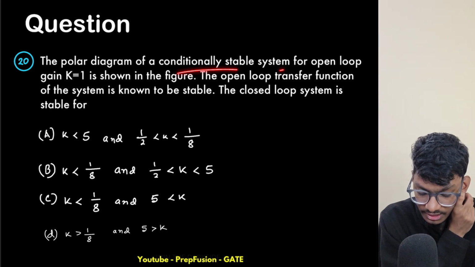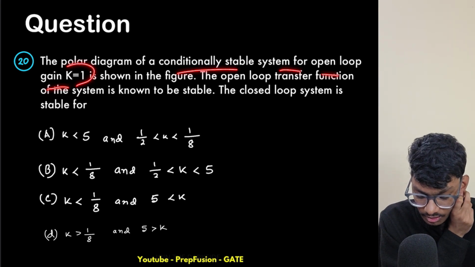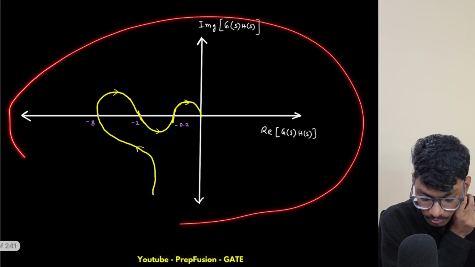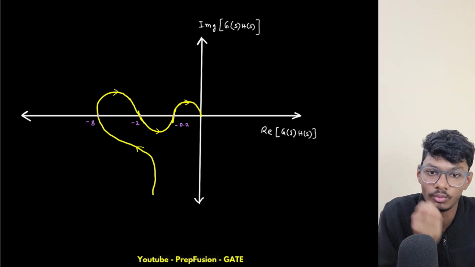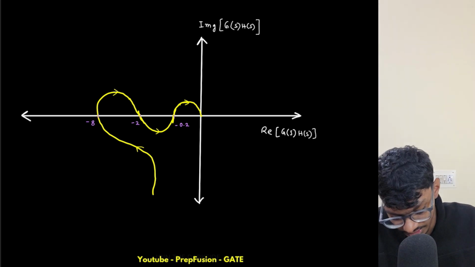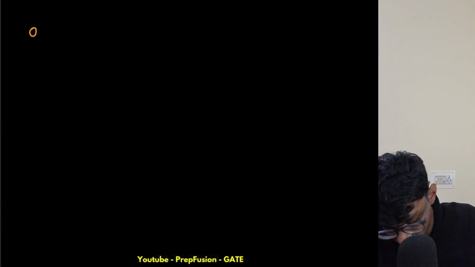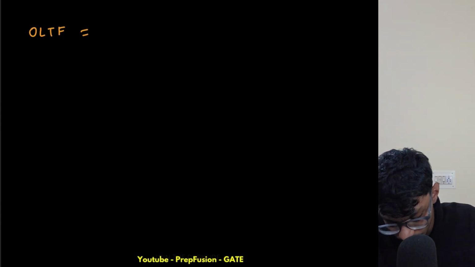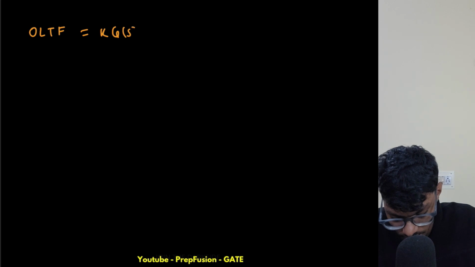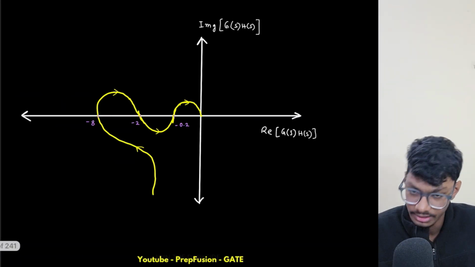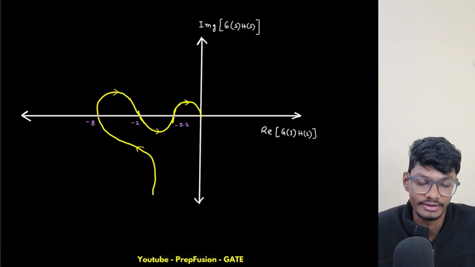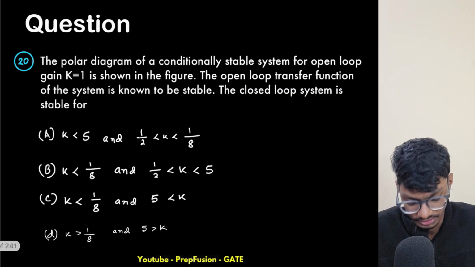The polar diagram of a conditionally stable system for open loop gain of K equals 1 is shown in the figure, okay? Polar plot for K equals 1, open loop gain, basically the system parameter, right? So how is my OLTF defined? OLTF is defined like this, right? So I will write this, OLTF equals K into G of s into H of s, okay? And I'm varying K, okay? And K equals 1 is G of s into H of s simply. So I'm varying K and this plot is getting varied. How is it getting varied? I will explain everything, right?